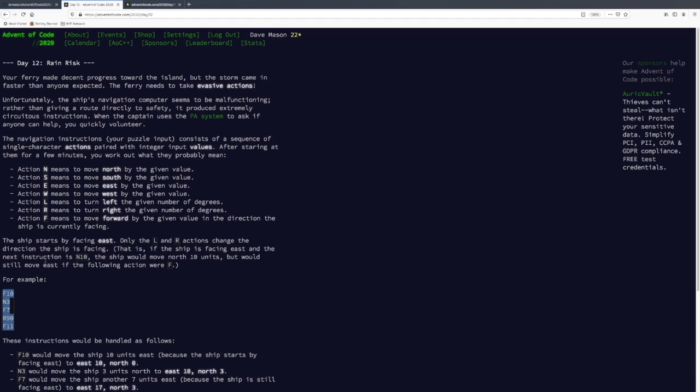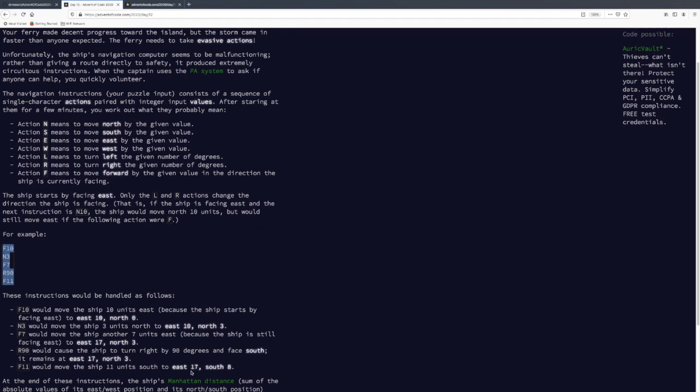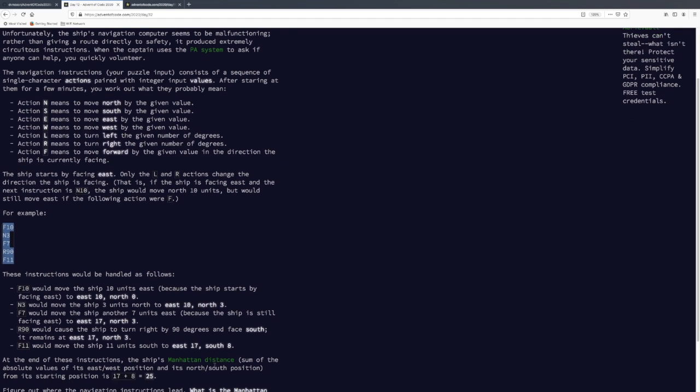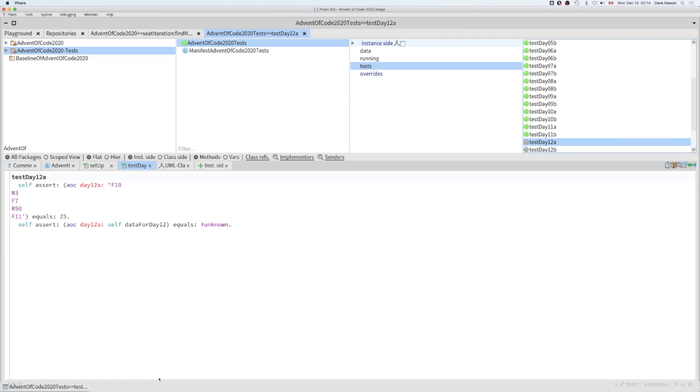So we're facing east initially, and so forward 10 will take us east 10, north 3 moves us north 3, but leaves us pointing east, so now forward 7 will move us over another 7 to 17 east. Then we turn right, which means south, and then we go forward 11, so we're going to be down 8. So what we end up with is east 17 and south 8, and then we're interested in the Manhattan distance, which is the sum of the absolute value of east-west plus the absolute value of north-south. So that's 25. Okay, so let's go and look at the code.